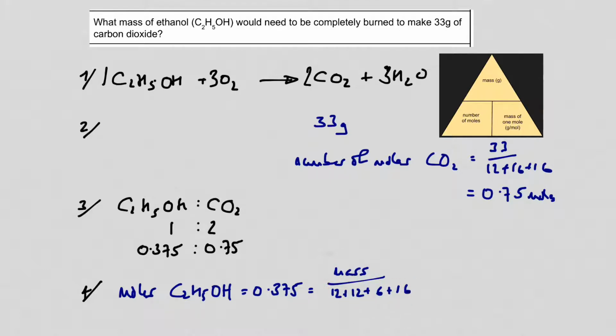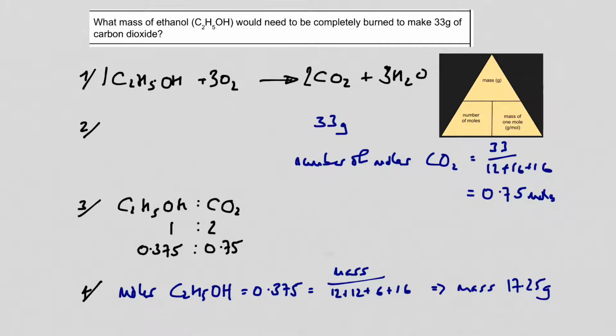Here's the mass of 1 mole. From the formula you can see you've got 2 carbons. There are my 2 carbons. You've got 6 hydrogens. There are my 6 hydrogens. And you've got 1 oxygen. There's my 1 oxygen. And when you work that out, you get the mass to equal 17.25 grams.